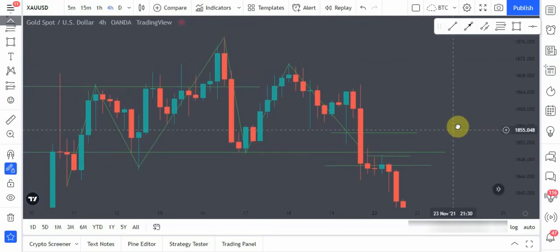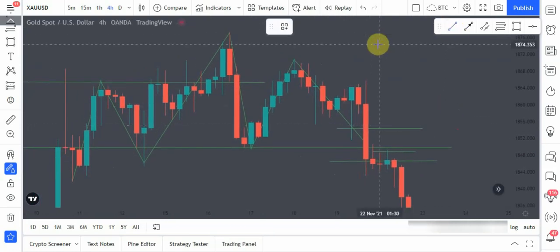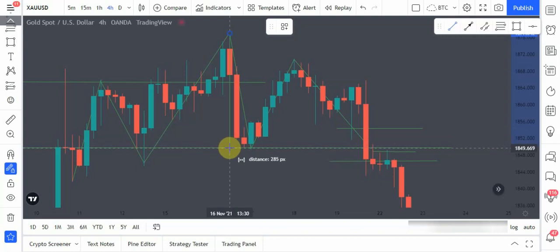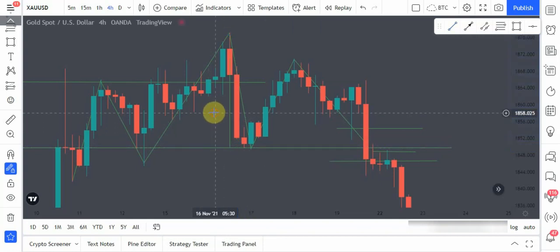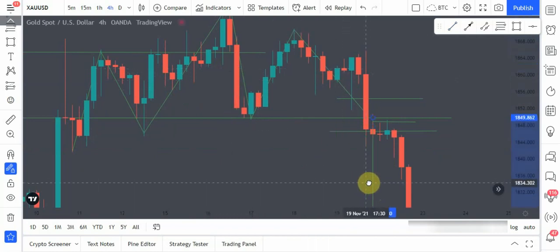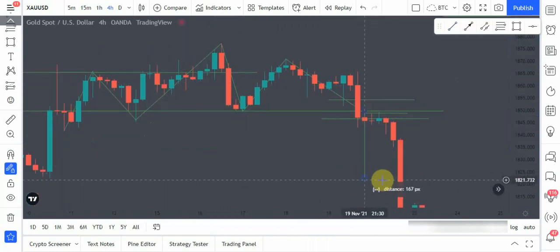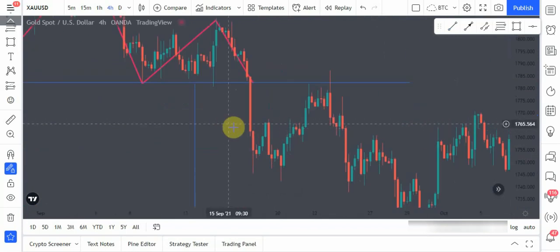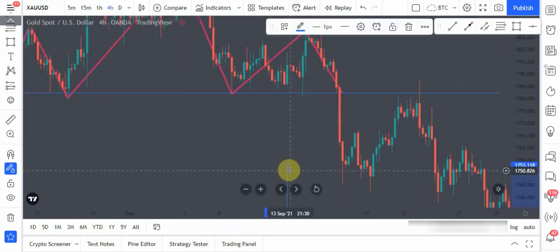The last parameter to determine is the target. Well, at least as much as the distance between the middle peak and neckline, the price will move down after the breakout and confirmation. And you can see that it happens beautifully here. Let's have another example.